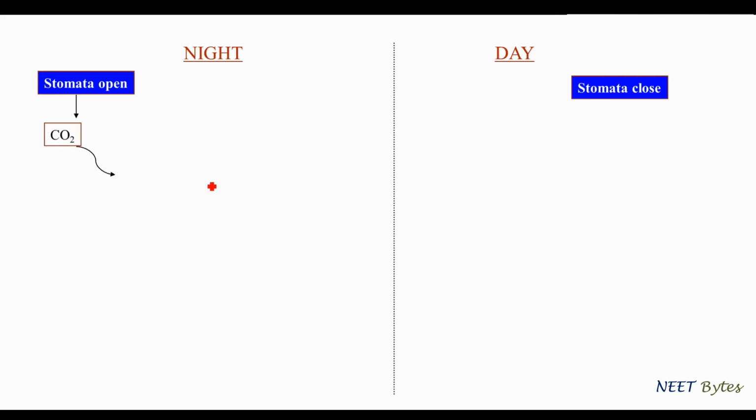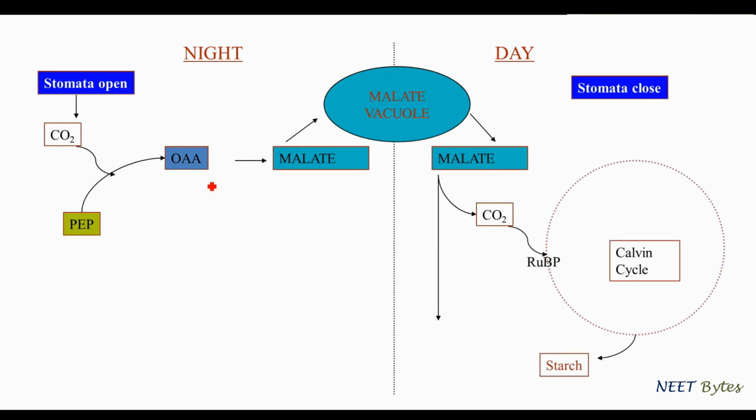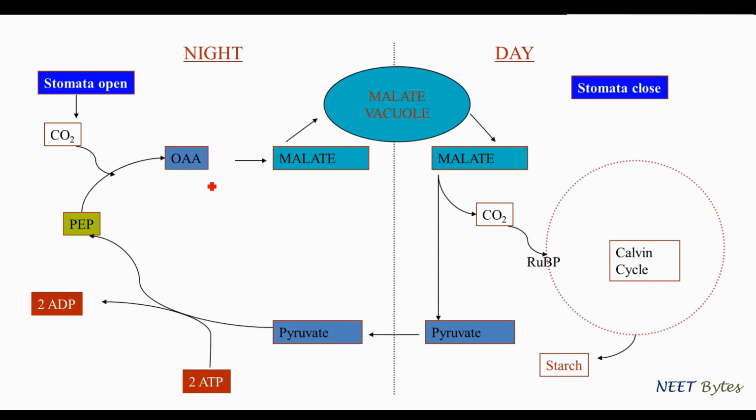We can see over here. In the night, stomata open, the CO2 is accepted by PEP, forming oxaloacetic acid. Now it is converted into malate. The malate is stored in a malate vacuole. During the day hours, the malate gets decarboxylated, CO2 is released and it is utilized in the Calvin cycle, starch is formed. Then pyruvate, a 3 carbon compound, is formed. So pyruvate is again going to regenerate the phosphoenol pyruvate. Exactly the same. So here we see that your night period is equivalent to mesophyll and day period is equivalent to the bundle sheath. So that's why it is absolutely similar to the C4 plants, right?